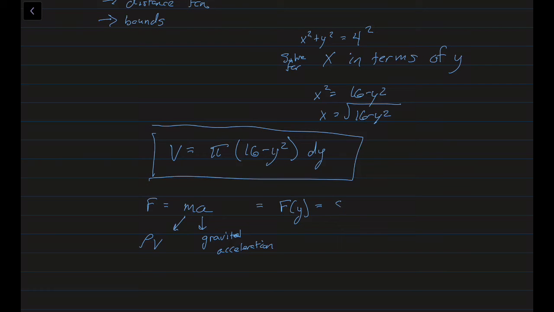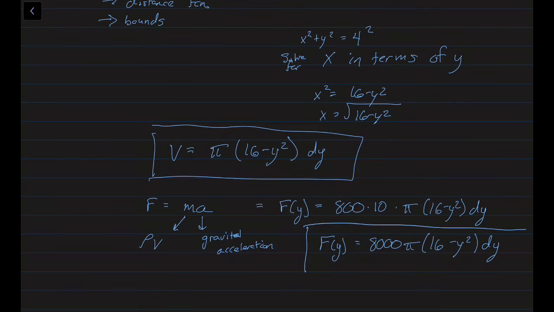So our force at any point y is going to be our density, which is 800, our volume, which is pi times 16 minus y squared dy, and gravitational acceleration is 9.8, but to simplify things, let's just call it 10. So cleaning things up, our force function is going to be 8,000 pi times 16 minus y squared dy.